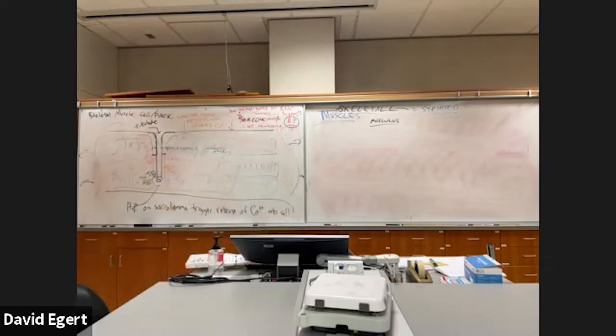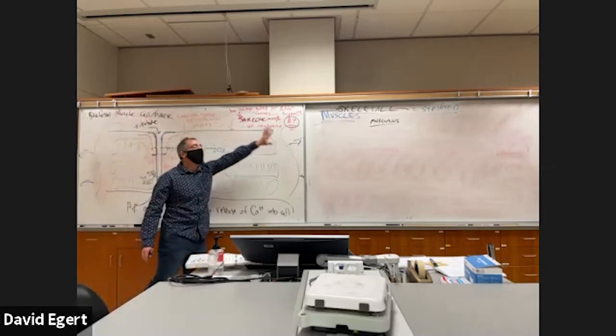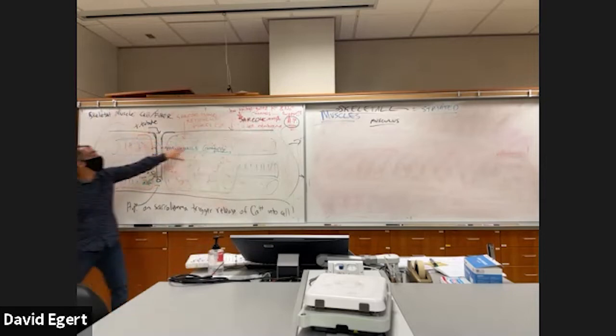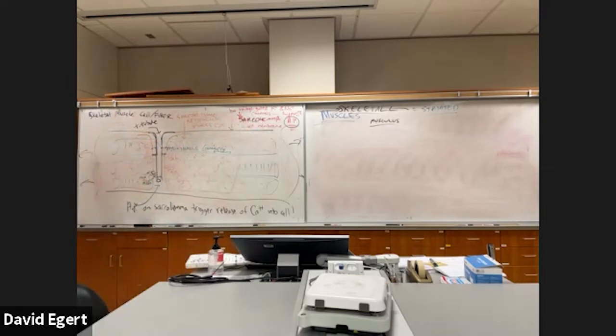So this is going to be part of excitation contraction coupling. When the muscle is getting excited, there's going to be an action potential that goes across the whole cell. That action potential is going to travel down the membrane in these little T-tubules and trigger the release of calcium from the sarcoplasmic reticulum into the cell. That calcium is going to interact with the proteins in the myofibrils and ultimately cause the contraction to happen.